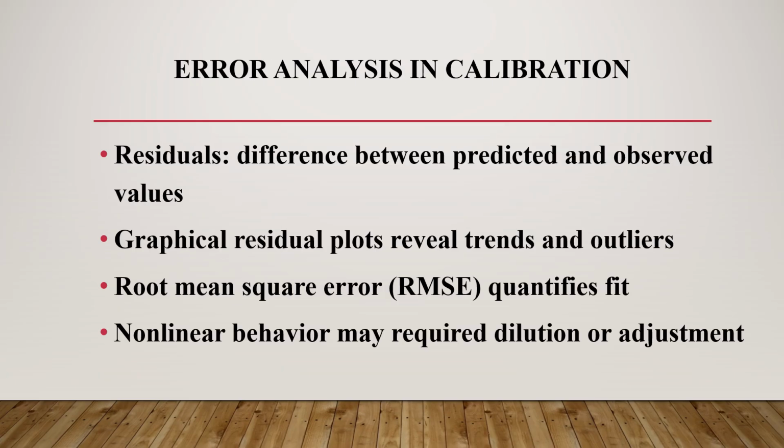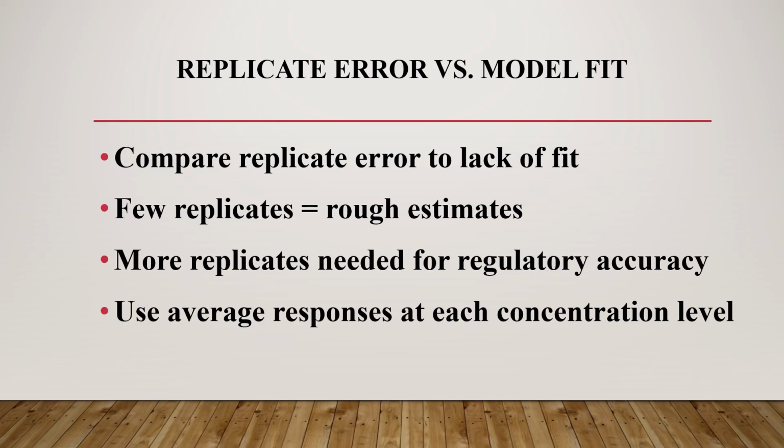Error analysis in calibration. To assess calibration quality, we analyze residuals, the difference between the predicted and observed values. A residual plot helps spot trends like increasing error with concentration or outliers with large deviation. We calculate the root mean square error to quantify how well the model fits the data. If the relationship isn't linear due to detector overload or signal noise, we may need to dilute samples or adjust instrument settings. This ensures our calibration is valid across the concentration range.